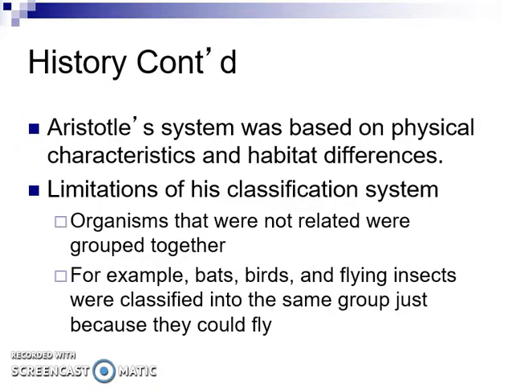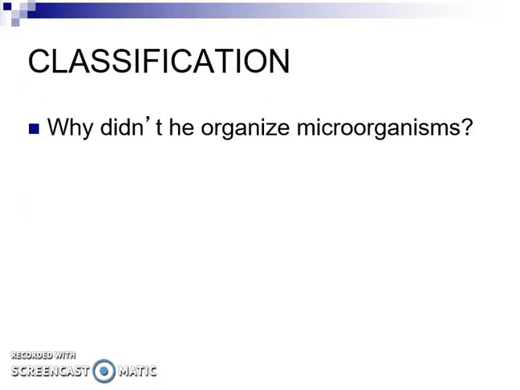Problem is, he was grouping things together that shouldn't really be grouped together. For example, bats, birds, and flying insects were classified to be part of the same group only because they could fly. Whereas in actuality, they are three completely different organisms and definitely do not belong in the same group as one another. Why didn't Aristotle actually classify microorganisms? Hopefully you came up with the idea that he did not have microscopes. It was 300 BC after all.